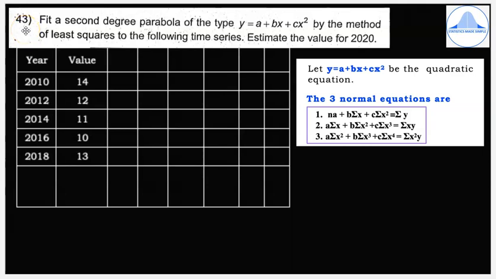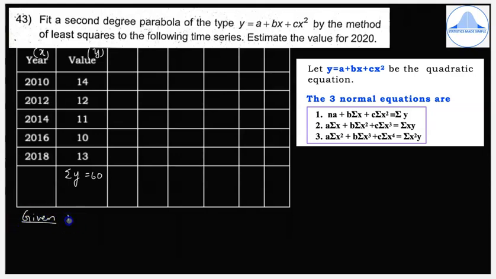The last question, the 43rd one, fit a second degree parabola of the type y equal to a plus bx plus cx square by the method of least squares to the following time series. Estimate the value for 2020. So let us start the problem. The years are given. So year you can mark it as x and the value you can mark it as y. Then find out summation y, which is equal to 60. Then you can start the problem.